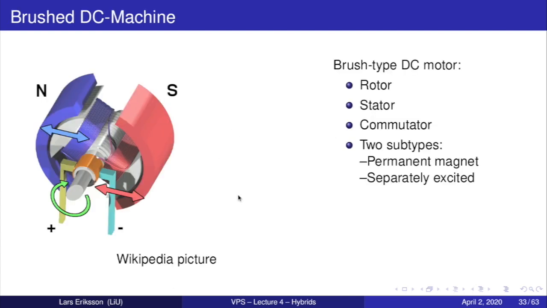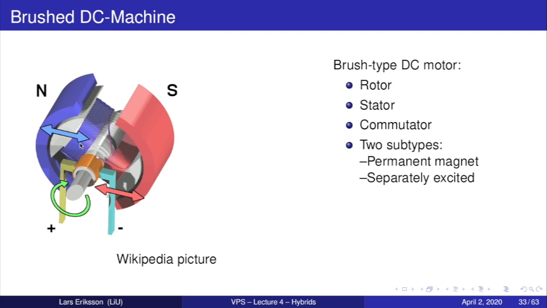The first machine that we have is a brushed DC machine. It's not used very often in electric vehicles or in hybrid vehicles, but it explains the basic principles. It's used, for example, in racetrack vehicles if you have played with them as a child. So the brushed DC machine works like this.